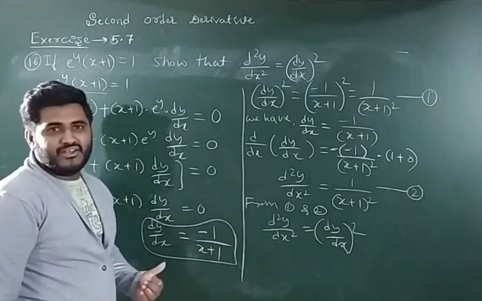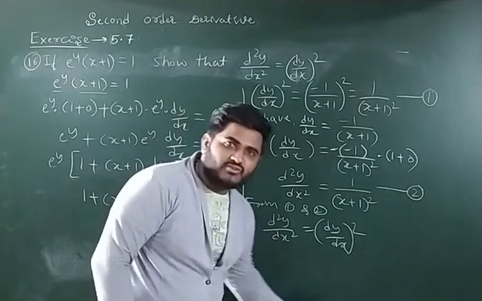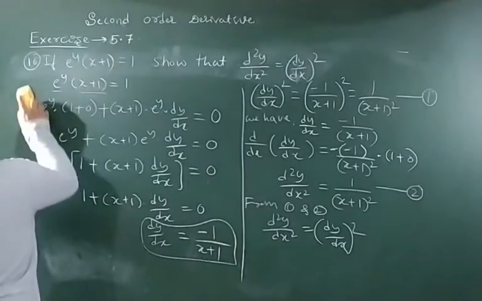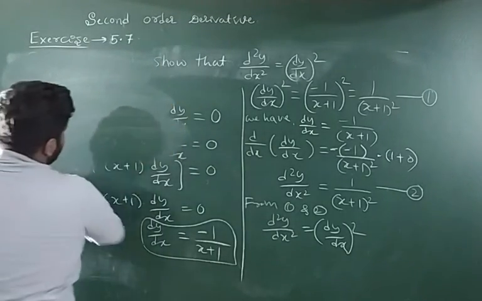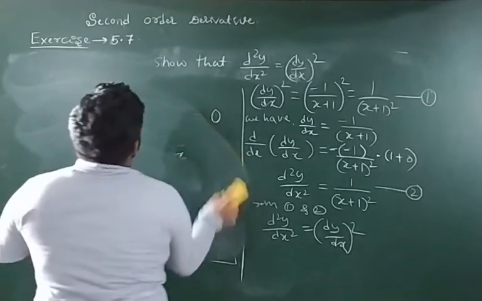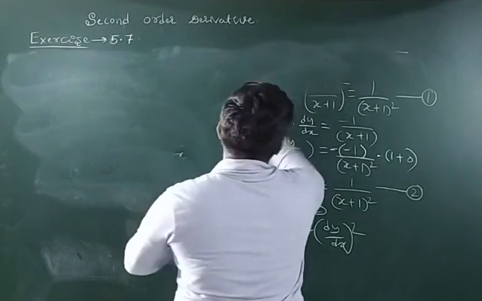Now we switch on to the next question. That is question number 17 and the last question of this exercise 5.7.